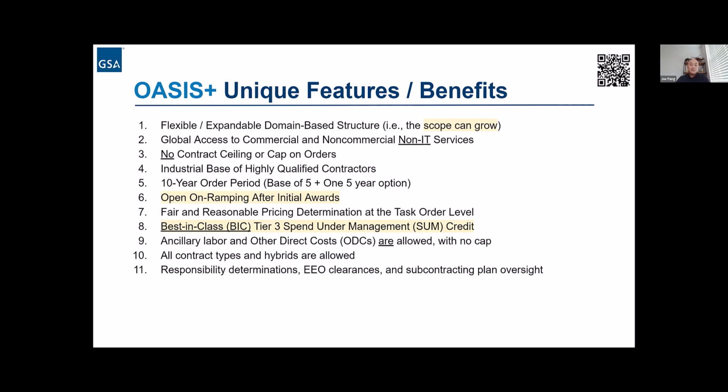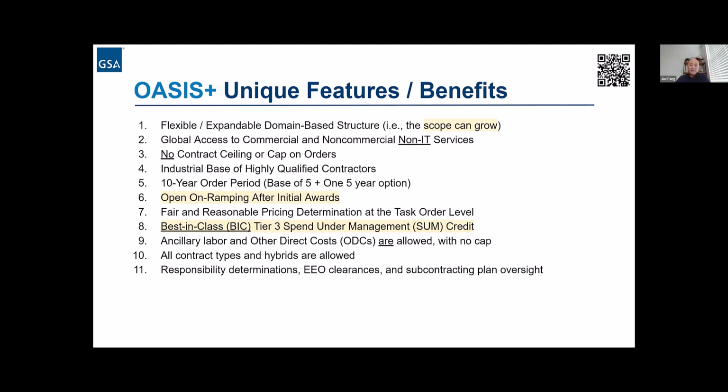In addition, OASIS Plus is designed to provide services worldwide or for commercial and non-commercial services, as long as their principal purpose is not IT, architecture, engineering, or construction or personal requirements. We have other solutions in the GSA portfolio designed to support those type of requirements.